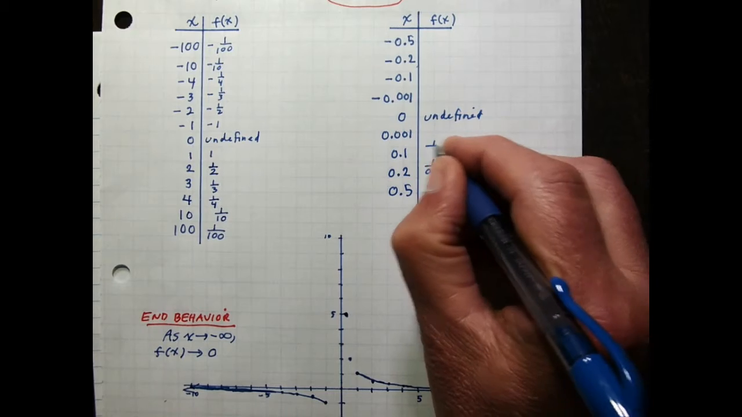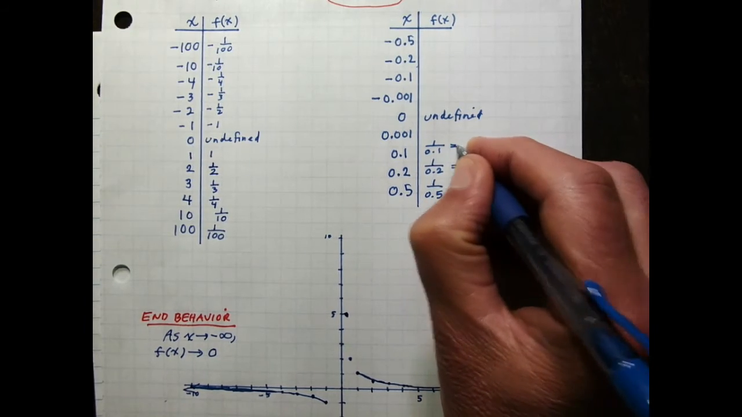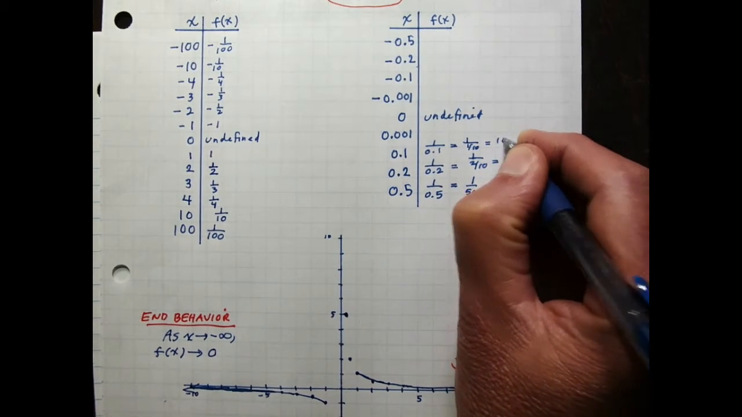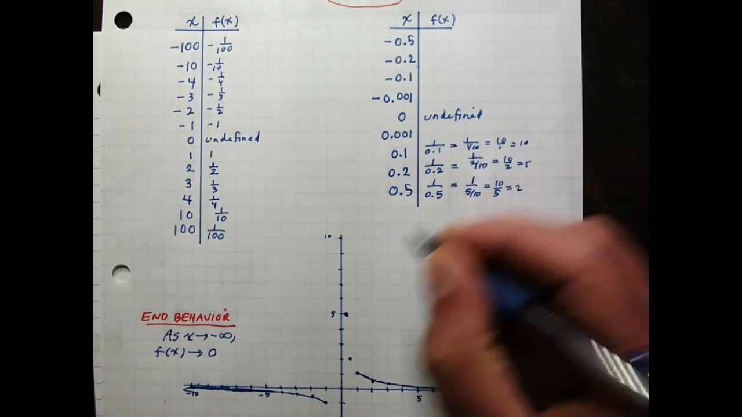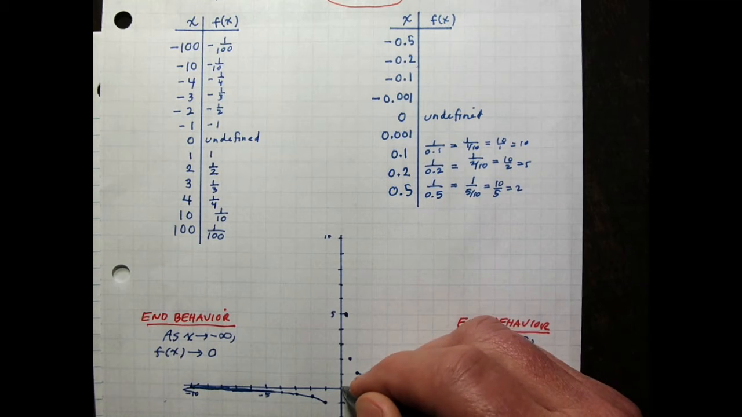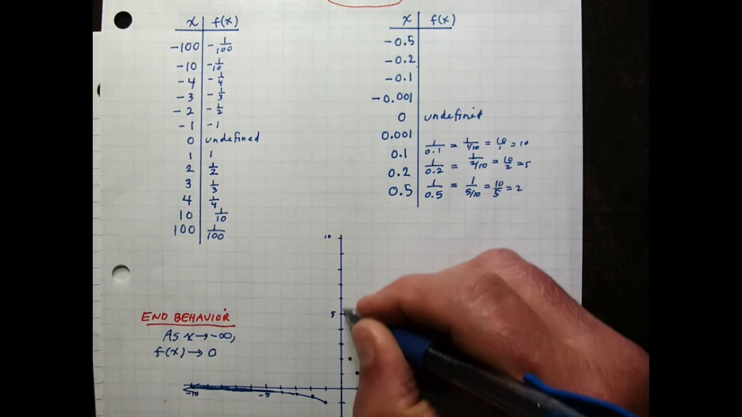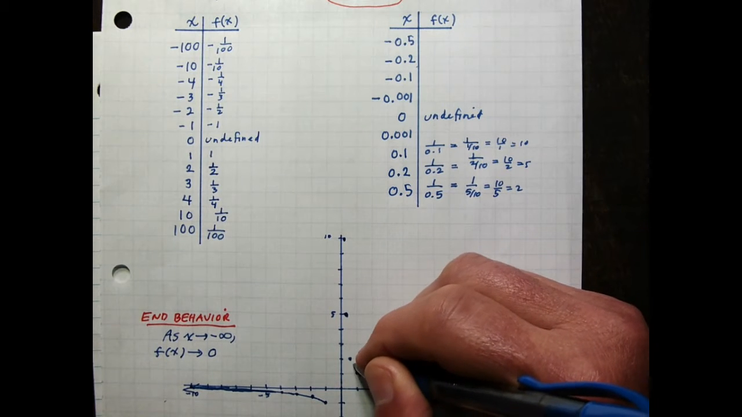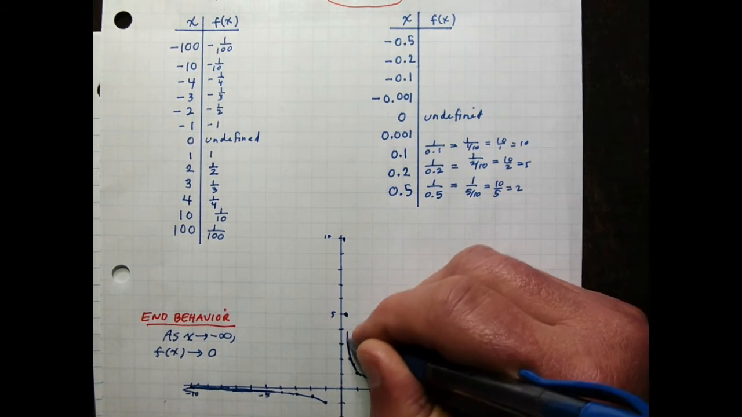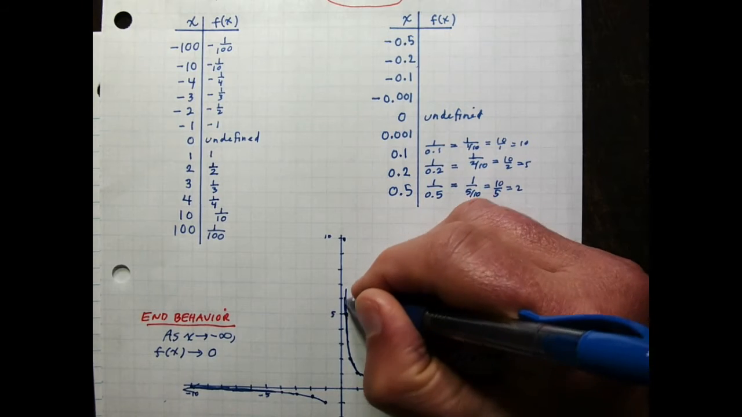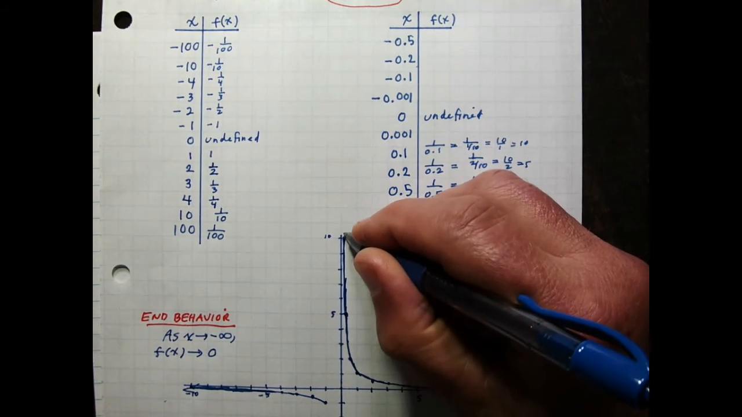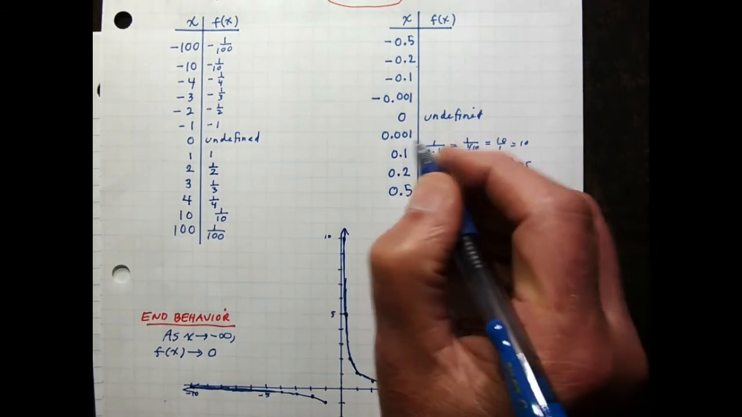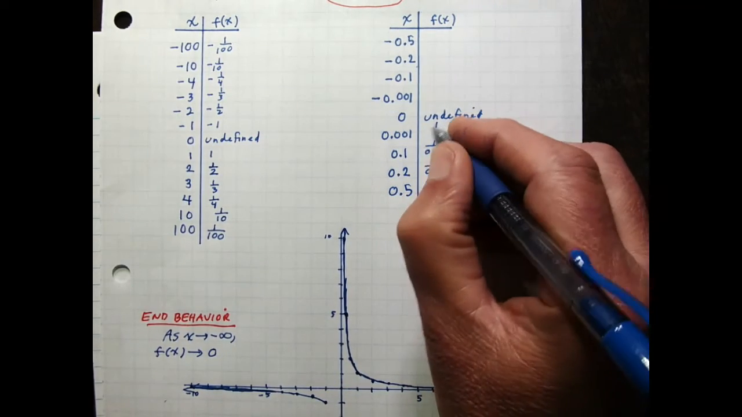And 1 over 0.1, that's 1 over 1/10, is going to be 10 over 1 or 10. So by the time I'm at 1/10, very, very close to the y-axis, I'm shooting all the way up here. And so what's happening to this graph is it's like kind of rounding the corner and taking off for space, shooting upward. And then I put in here 0.001.